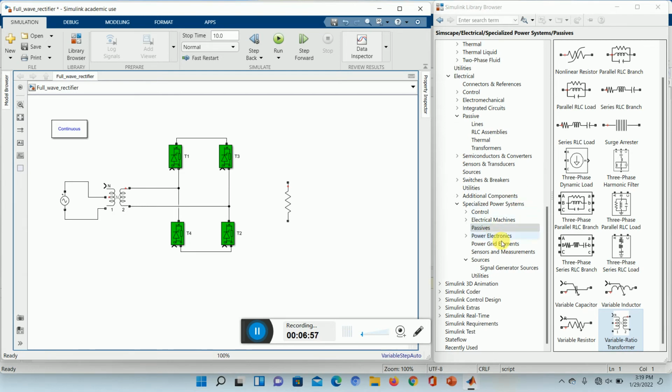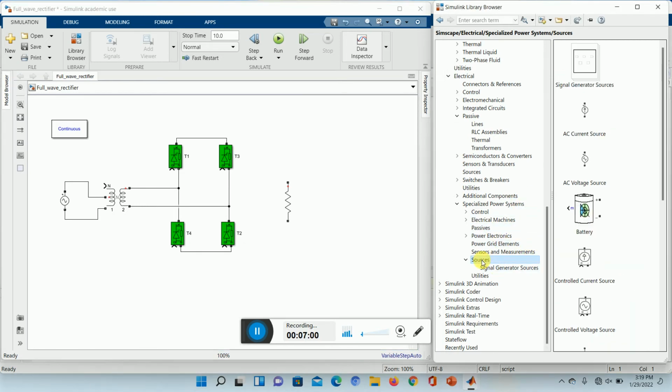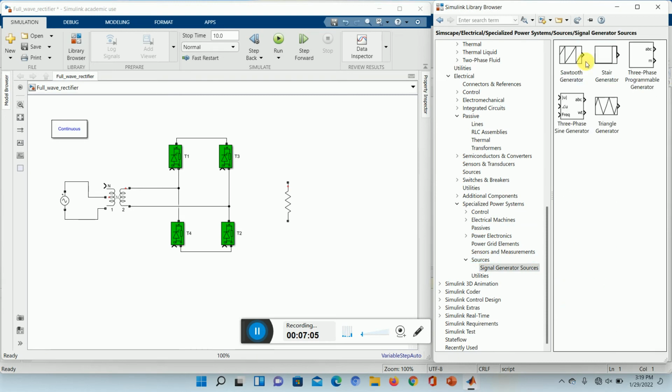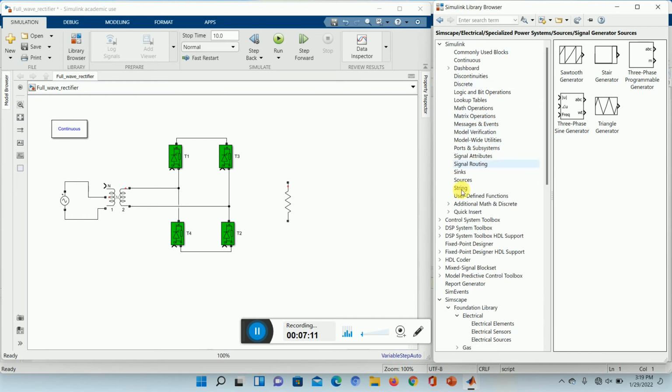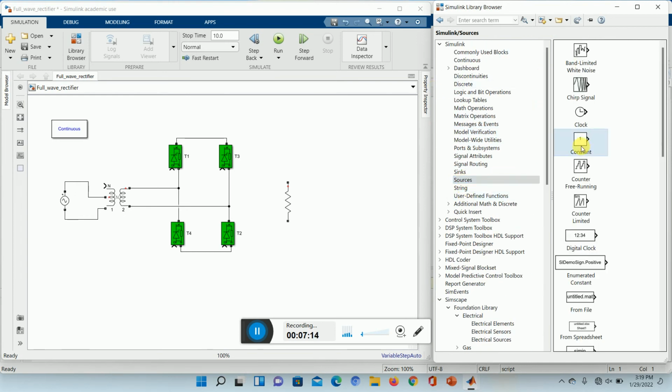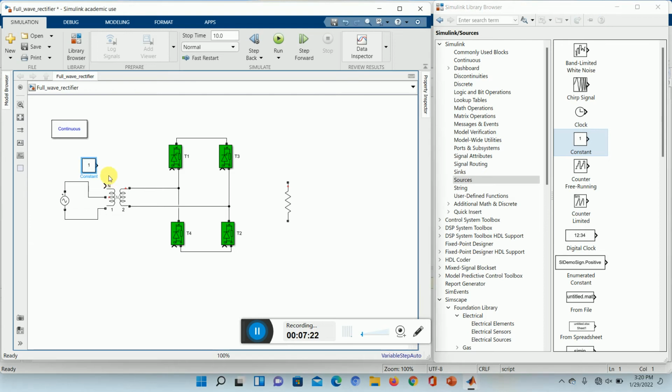Now we need to give a constant source. I can give from signal generator. Okay, here it is not there. Let us take up some source here. We want a constant source of n is equal to 1. Let's put it like this. N is equal to 1. Correct. And this load, let us take this load.